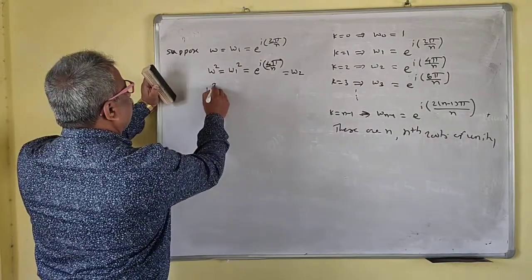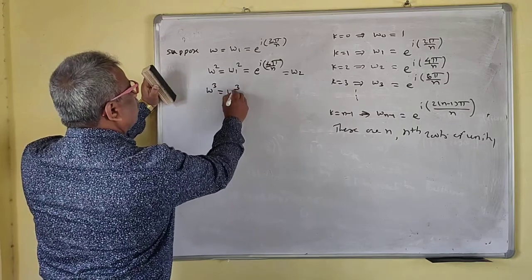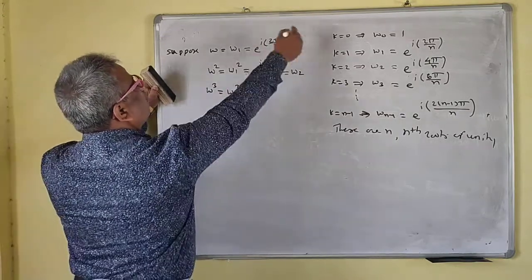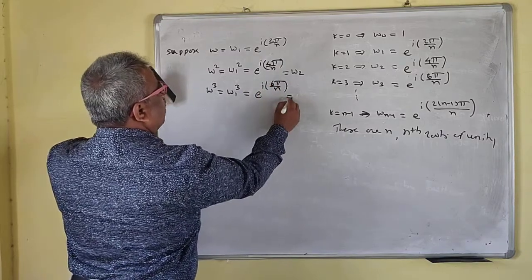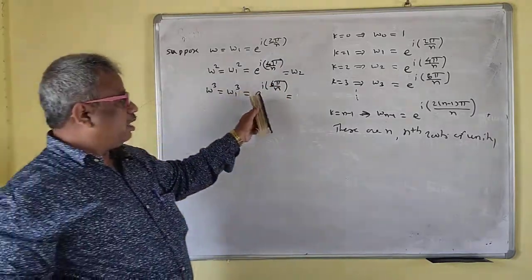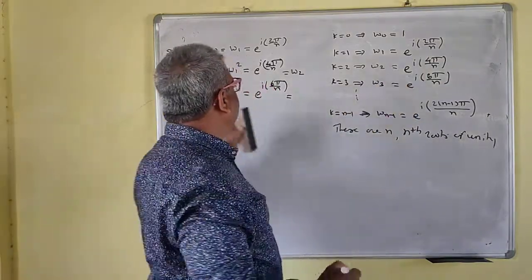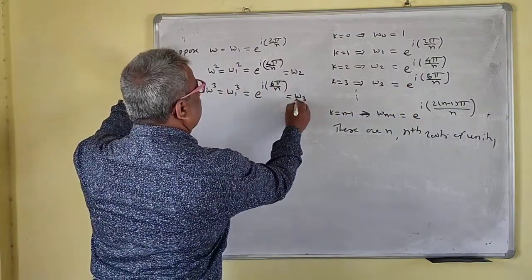So we find omega cube now. So omega cube is what? If you take the cube of this one, what do we get? e raised to i 6π upon n. But what is e raised to i 6π upon n? It is omega 3. This is omega 3 now.